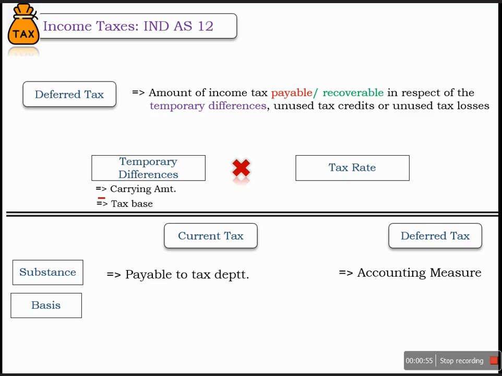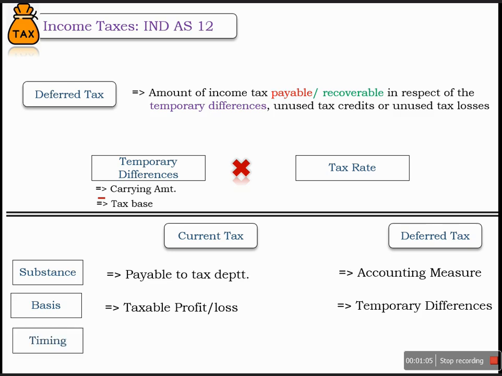Another difference is of basis. While current tax is based on the taxable profit and loss, deferred tax arises because of temporary differences. And the next difference is of timing. While current tax is in respect of the current period, deferred tax is the tax effect of settlement or recoverability of assets or liabilities and transactions in future periods.